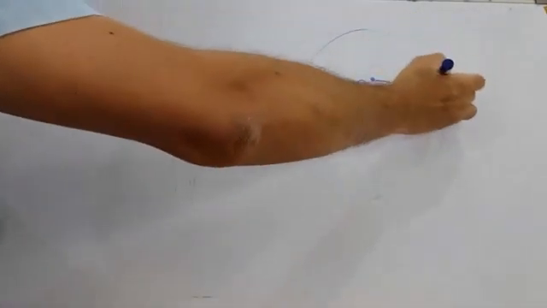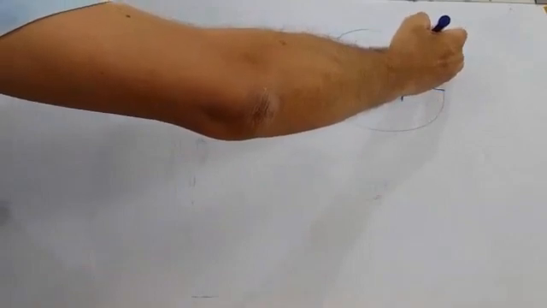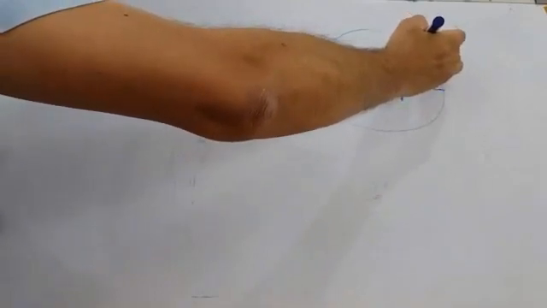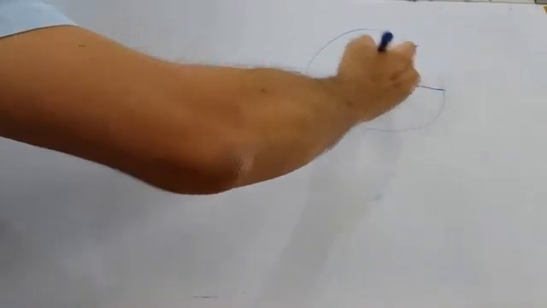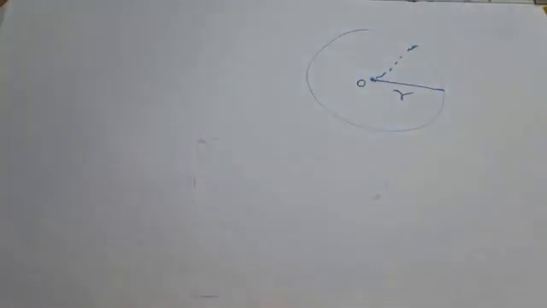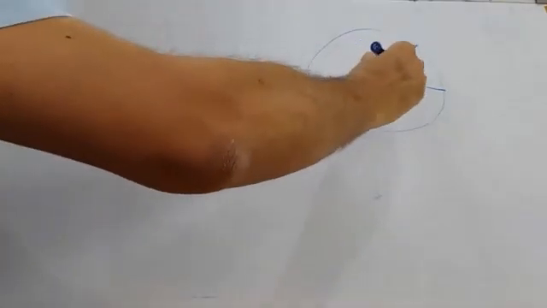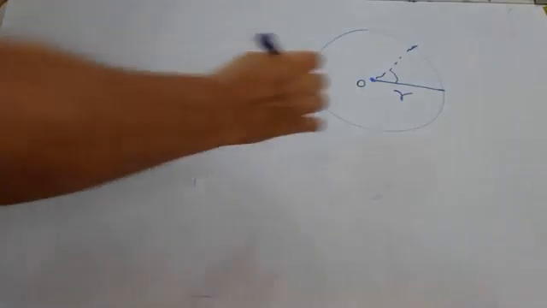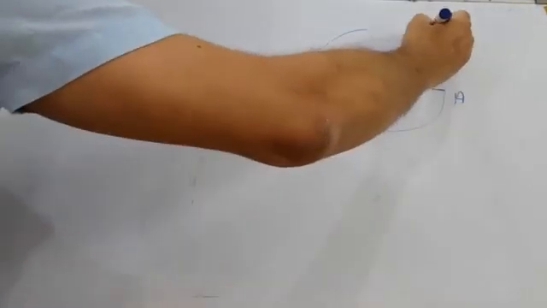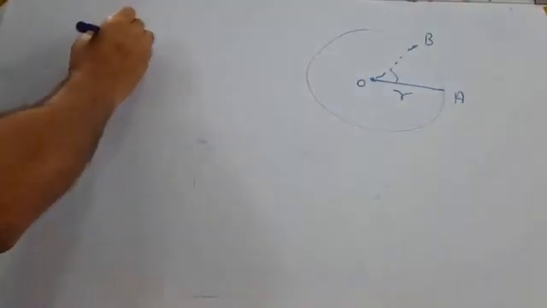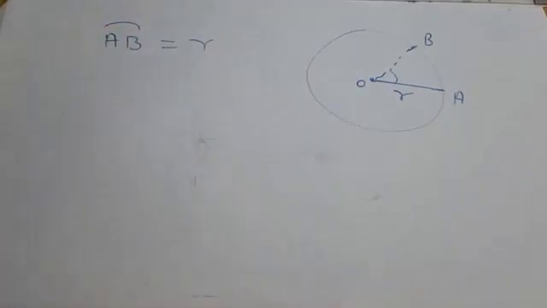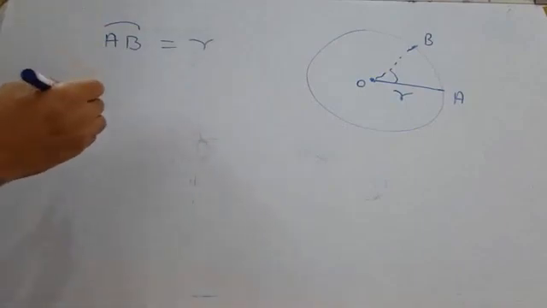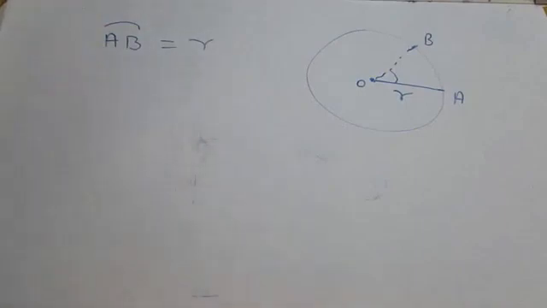On this circumference, take an arc whose length is equal to the radius. Suppose this arc is equal to this radius. Join it with the center, so this angle will be formed. Suppose this is point A and this is B. Arc AB is equal to the radius. So the angle formed will be 1 radian.